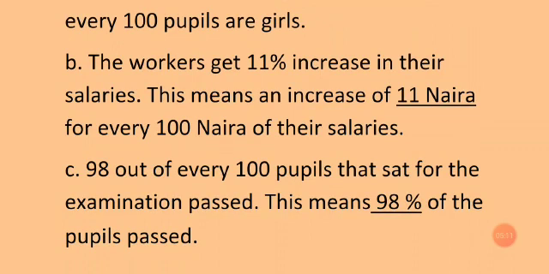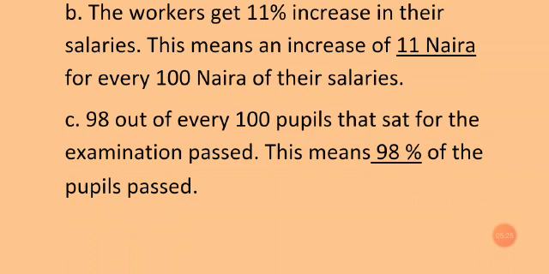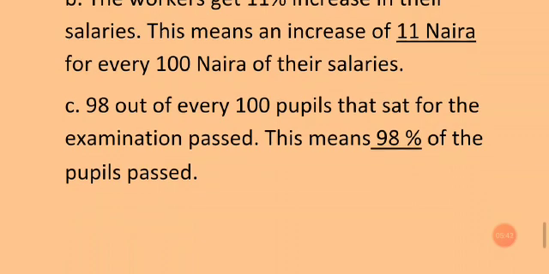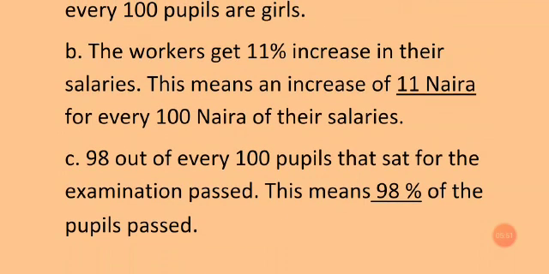3B, the workers get 11% increase in their salaries. This means an increase of 11 naira for every 100 naira of their salaries. So the answer for 3B is 11 naira out of every 100 naira. That is 11% increase. And C, 98 out of every 100 pupils that sat for the examination passed.